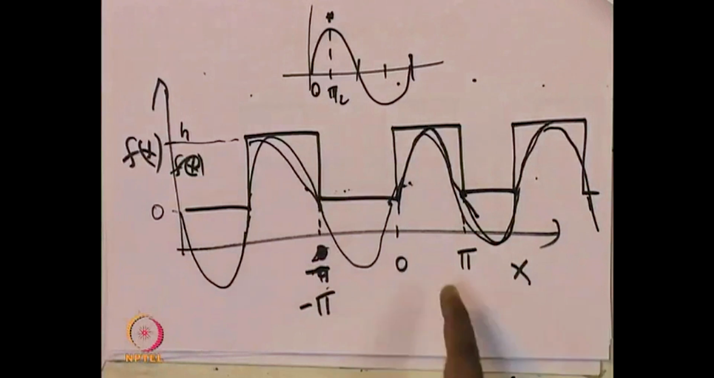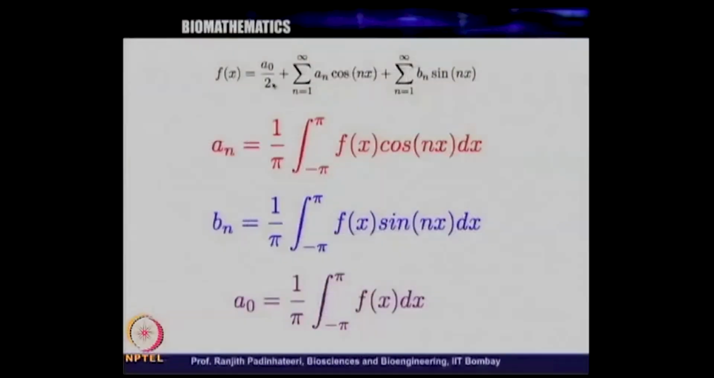So, how do we make this sine into a square, or a cosine into a square, or a combination of sine and cosine into a square? That is the question. So, we will use the same idea. We use this particular idea here that if you write it this particular way, a n, b n and a 0 can be found out by this formula.